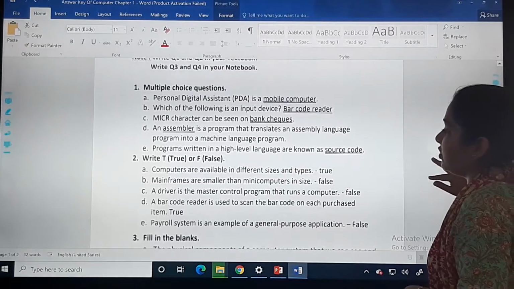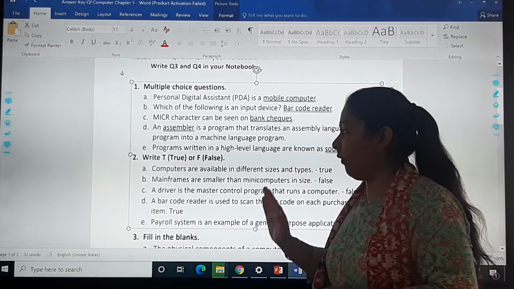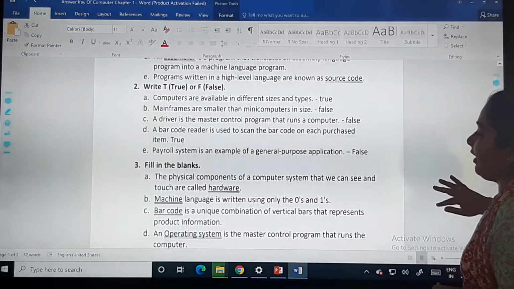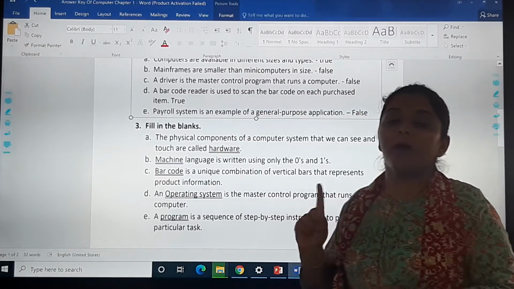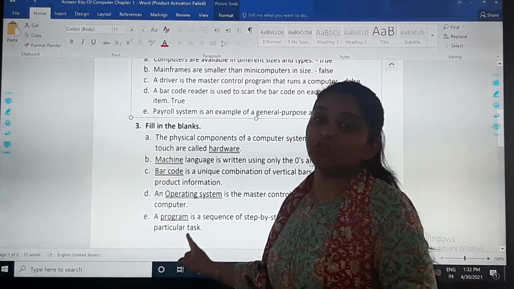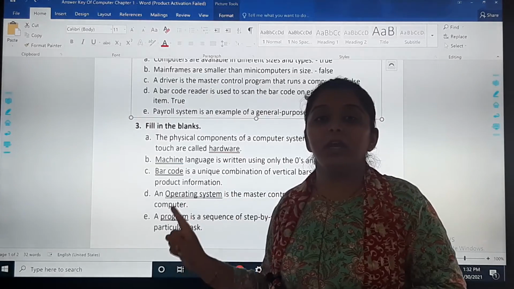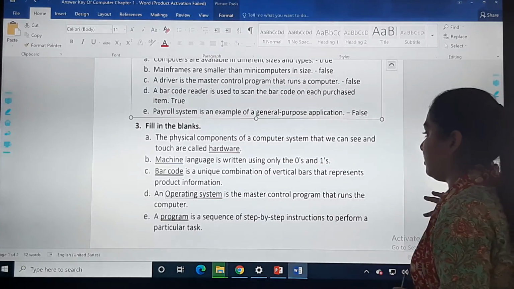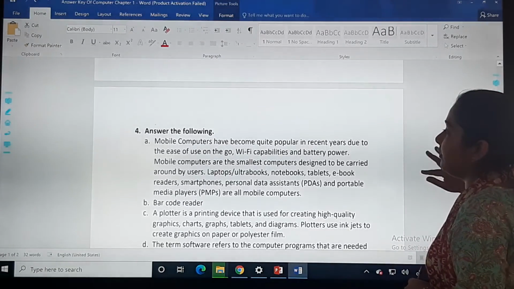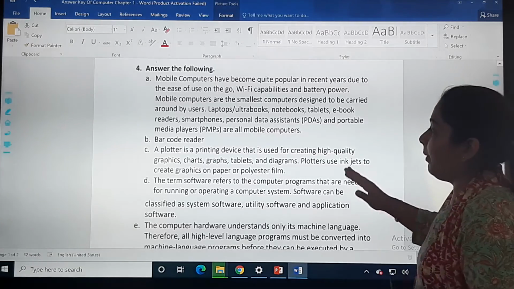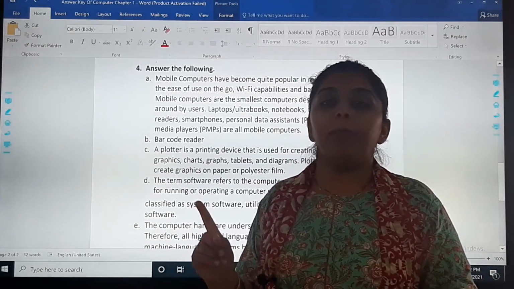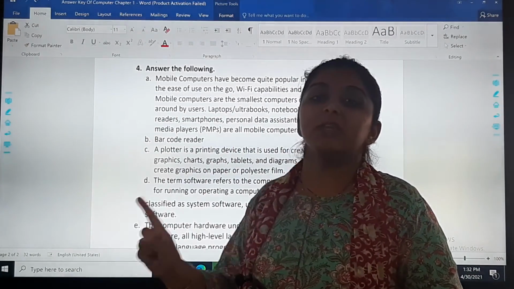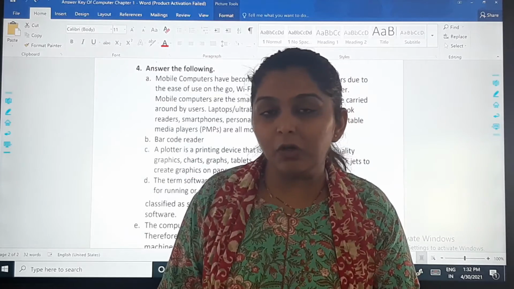Here is the answer key you are having. The first and the second question is to be done in the textbook. Answers are given to you. Then question 3, that are the fill in the blanks. You will not write only answers. You will copy down the question as well. Write down the date, write down the chapter name and write down question number 3, that is fill in the blanks. Next you are having answer the following questions. Now here ma'am has only given you the answers, but you will copy down first the question from the textbook and then you will copy the answer from this answer key. Is it clear to you all, dear children?